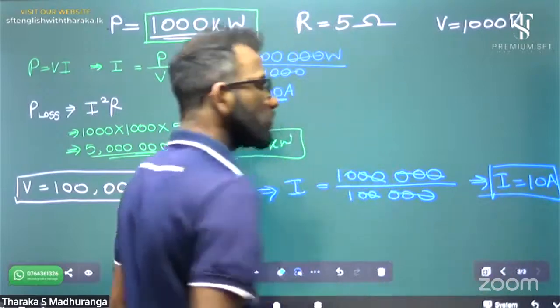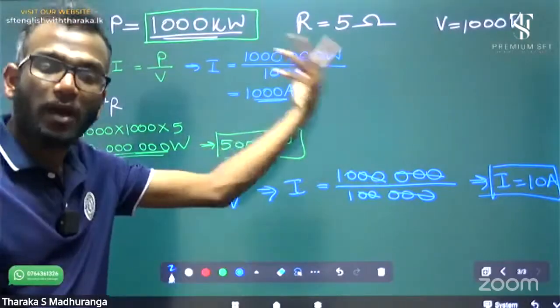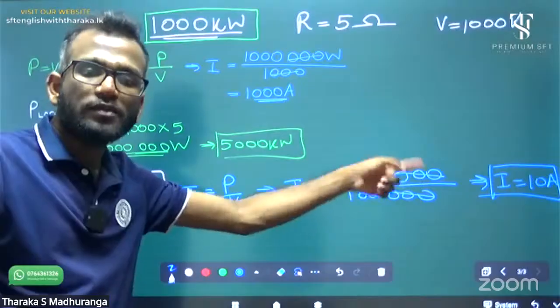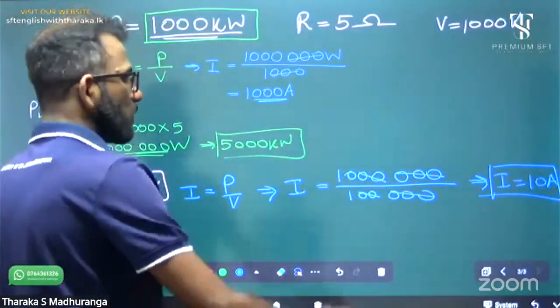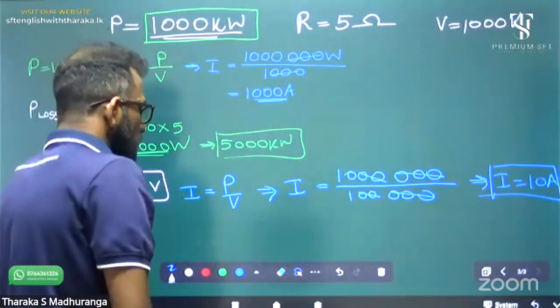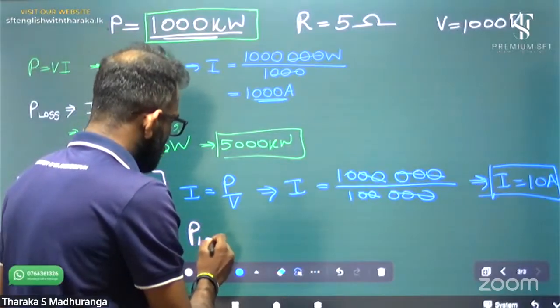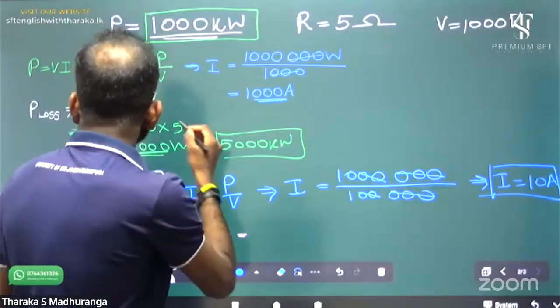Okay, that's why I told you that when we increase the voltage into higher values by step up transformers, we can reduce the current flowing. Now the I equal 10. Now power lost, P lost equal, what is the equation? I squared R.